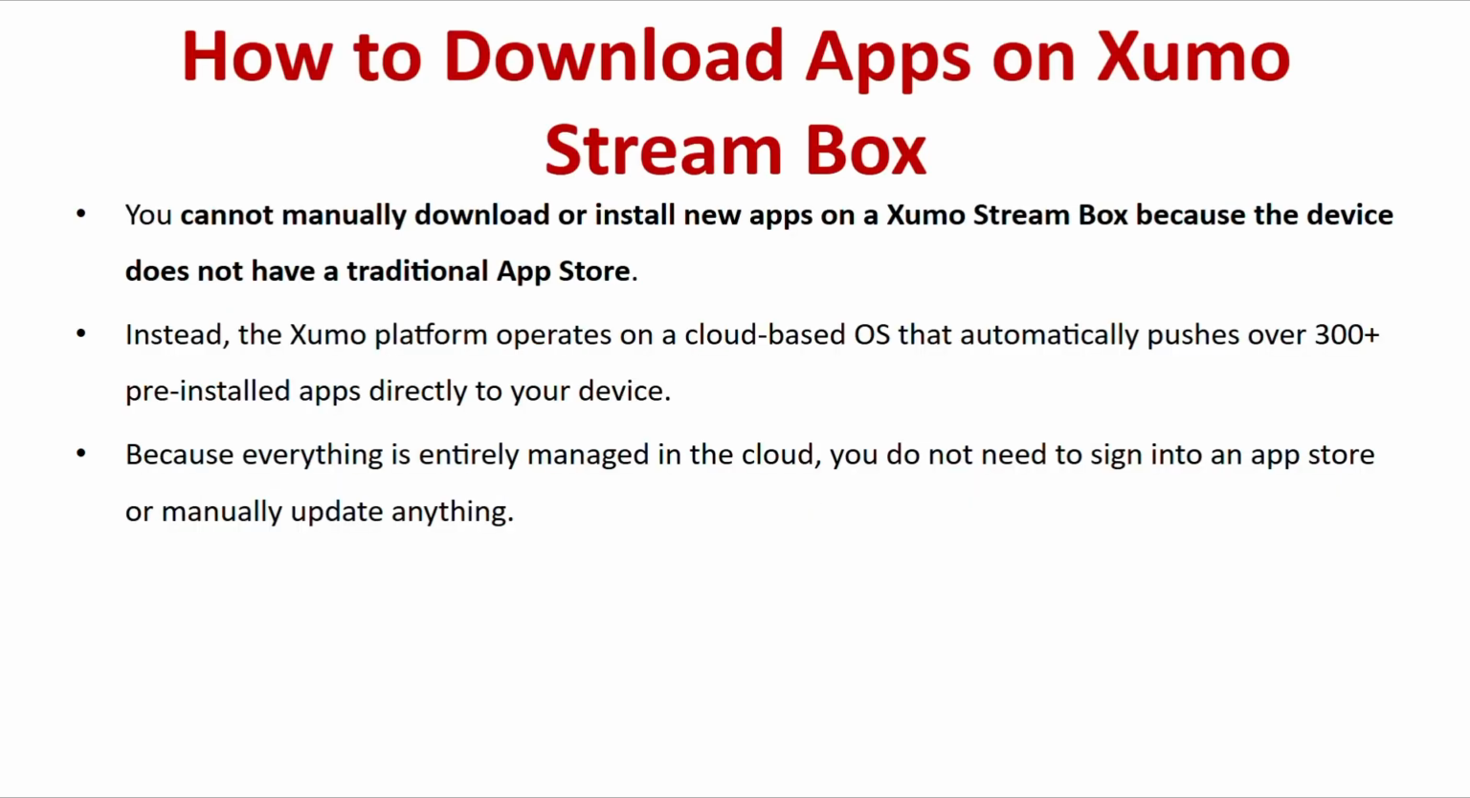You cannot manually download or install new apps on a Xumo Streambox because the device does not have a traditional app store. Instead, the Xumo platform operates on a cloud-based OS that automatically pushes over 300 plus pre-installed apps directly to your device. Because everything is entirely managed in the cloud, you do not need to sign in to an app store or manually update anything.